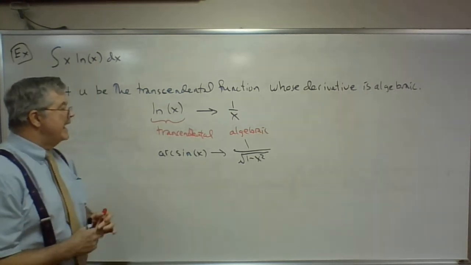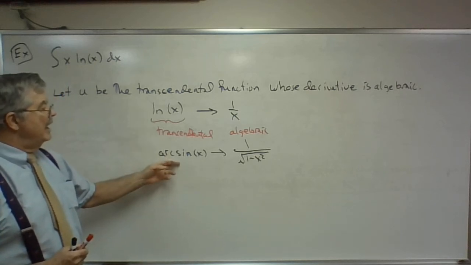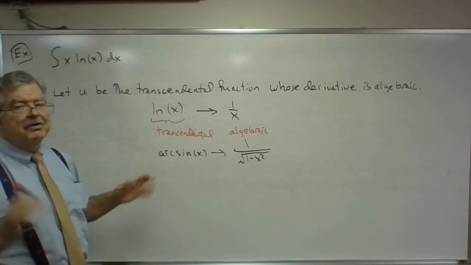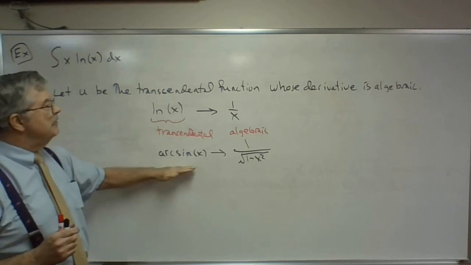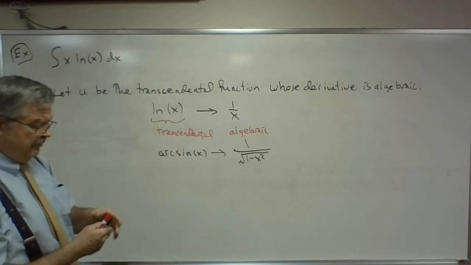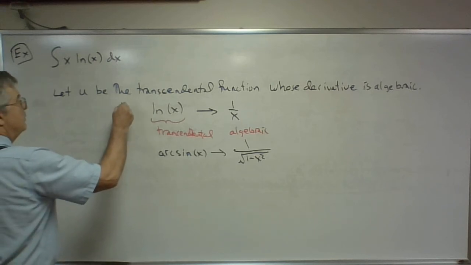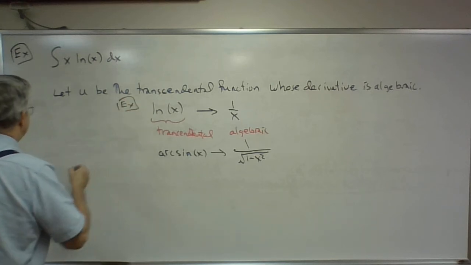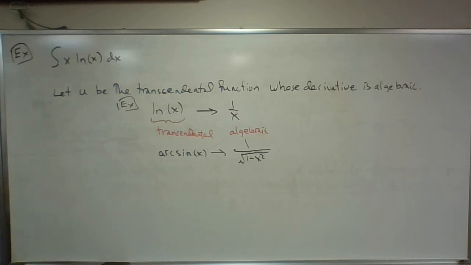So essentially, natural log and the arc trig functions, if we're doing integration by parts, we let those things be u. So here's our example. So this is our fourth rule of thumb. Let u be the transcendental function whose derivative is algebraic. Okay.